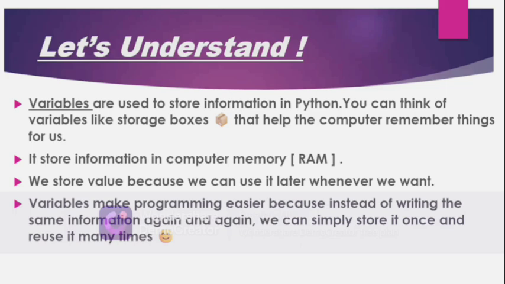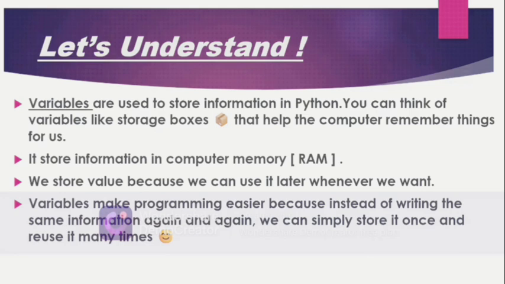You can think of variables like storage boxes that help the computer remember things for us. Like we store something in a box, it stores information in computer memory, RAM. For example, I store my stationery in that blue box. Like that, variables store information in computer memory, RAM, random access memory. We store a value because we can use it later whenever we want.